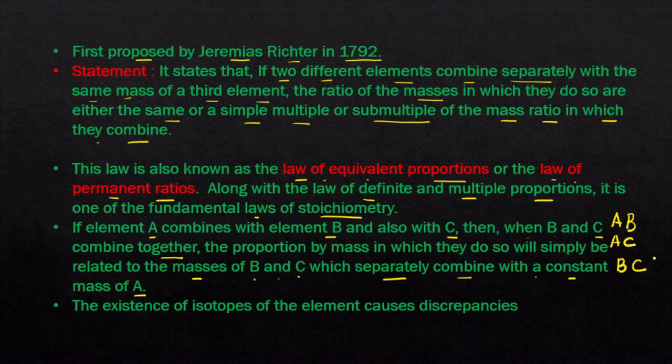Let's look at these three compounds. Here the constant mass of A is this one. Here the constant mass of A is this one. So with this constant mass of A, when B and C combine separately, their mass ratio is B is to C. Now let's look at this compound BC. Here also we can clearly find the mass ratio of B and C. This is the mass ratio.